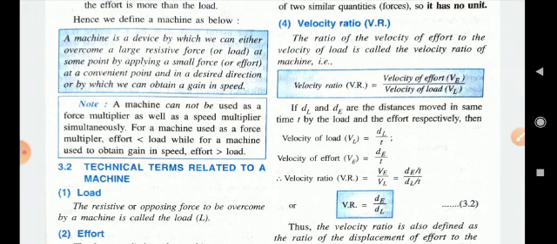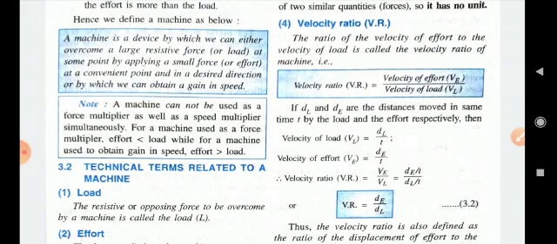What is the definition of velocity? The rate of change of displacement is called the velocity. It is the formula: velocity of load is dl upon t, and velocity of effort is equal to de upon t.